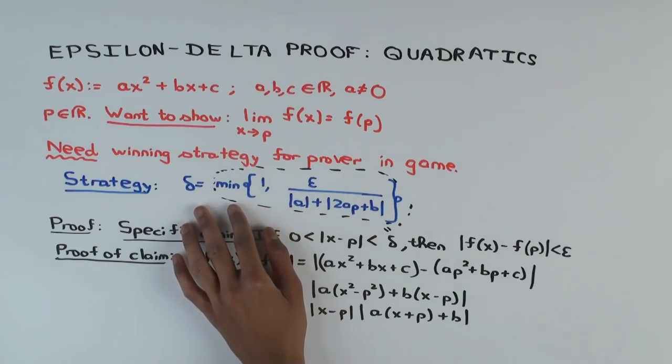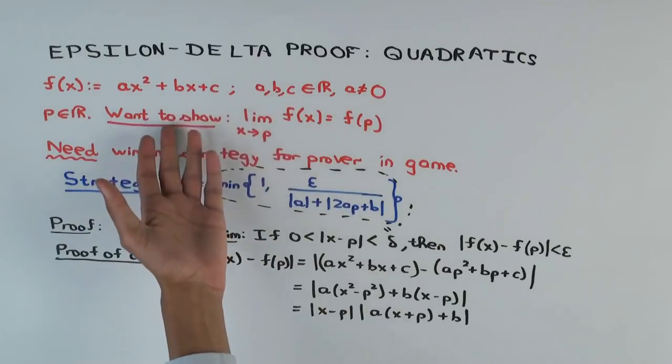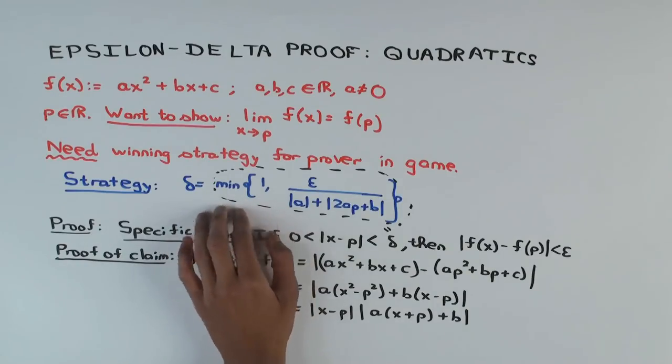Now I want to say something. If you want to actually find the best delta that the prover can use, that is not possible without using the quadratic formula. And the quadratic formula uses square roots. And we don't know square roots exist until we've proven that the square map is continuous. And we need to do this before that. So we're not actually trying to find the best delta. That's not possible without already assuming in some sense that these functions are continuous. We just find something that works. And this is one such thing.